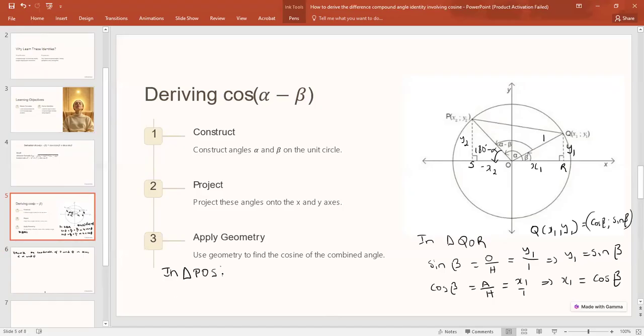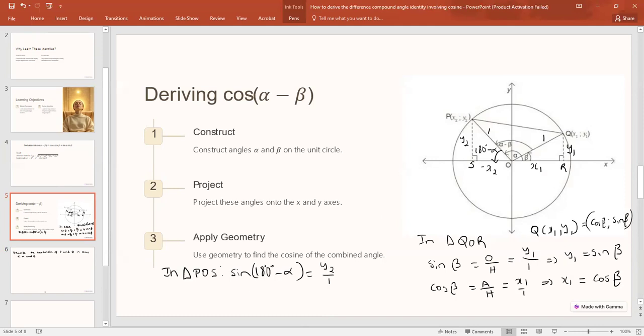We're going to have that sine of 180 degrees minus alpha is equal to what? Opposite over hypotenuse. Still here, the hypotenuse is 1 because we're dealing with a unit circle. So our opposite will be y2 over 1.